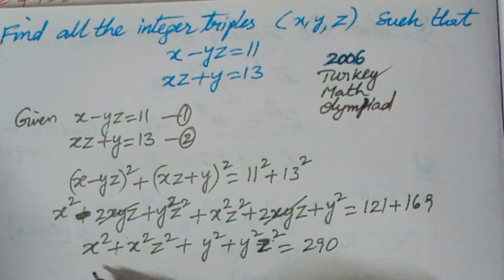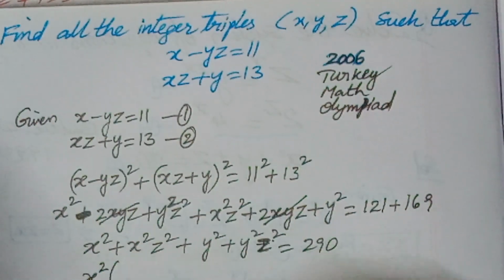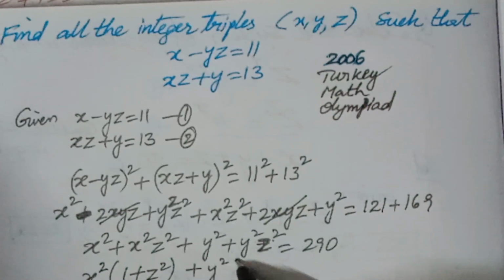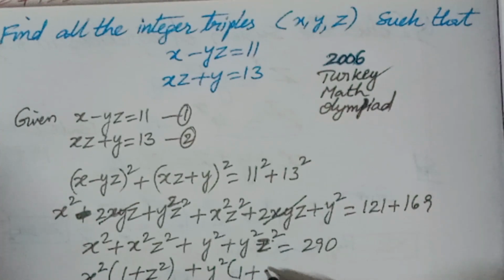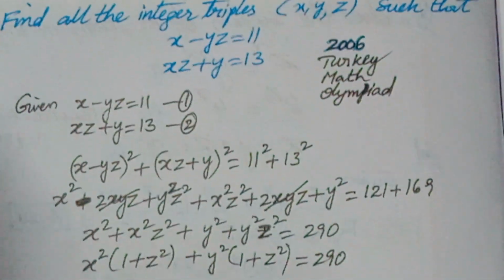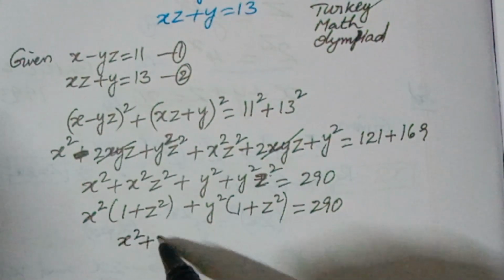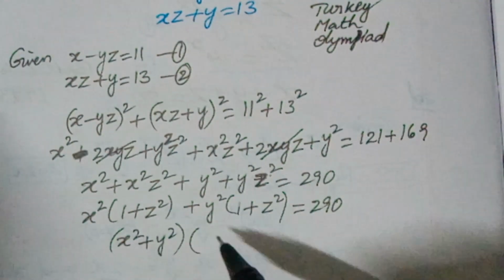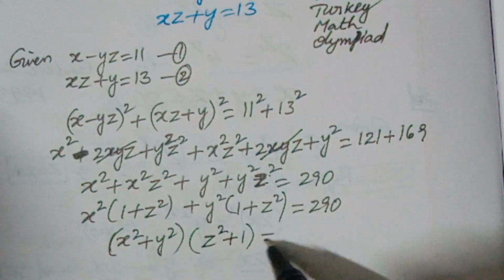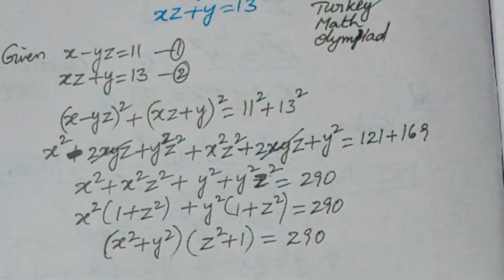If you take x square common, 1 plus z square, and y square common, 1 plus z square, you are getting the factors: x square plus y square into z square plus 1 is equal to 290. Now, how to solve this?